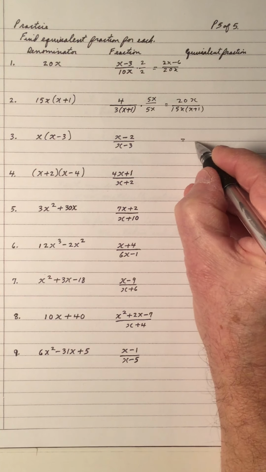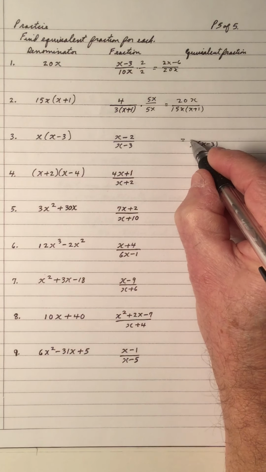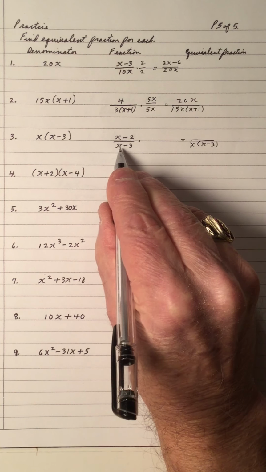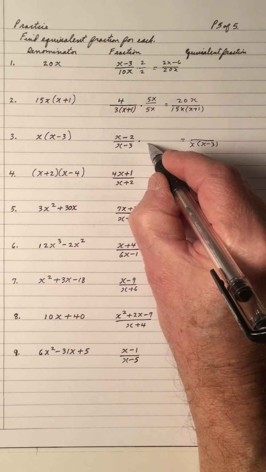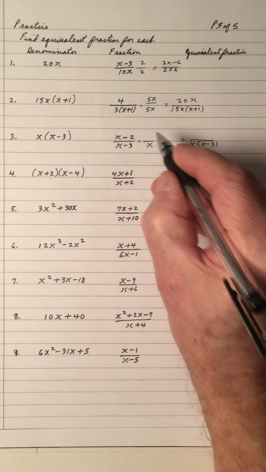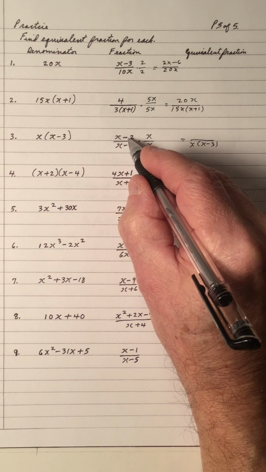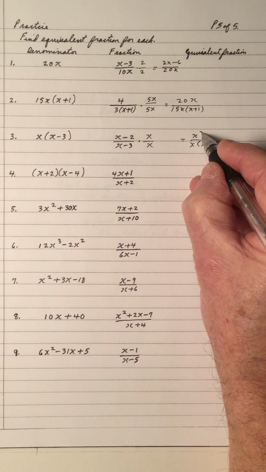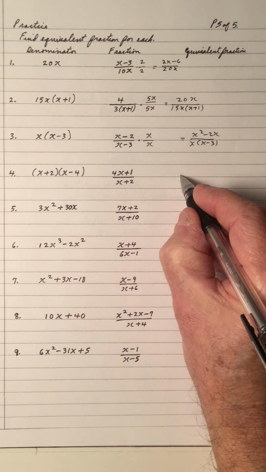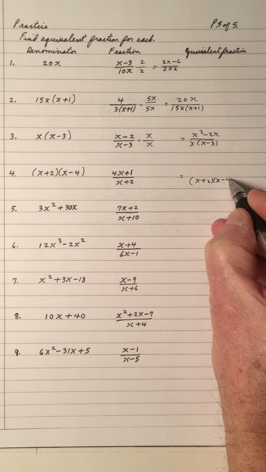Okay, go again. I need an x times x minus 3 denominator. There it is. So if this is the fraction I have, what do I multiply x minus 3 by to give me this? It's x. X times x minus 3 will give me that, so I have to put an x here. Now, x minus 2 times x is x squared minus 2x, an equivalent fraction. And that's the way you just take your time and work them through, and everything works out perfectly.